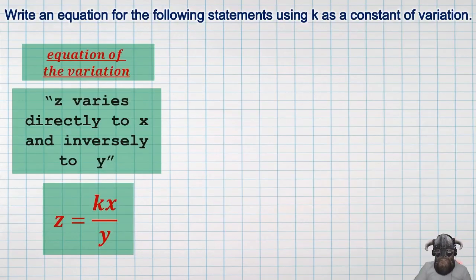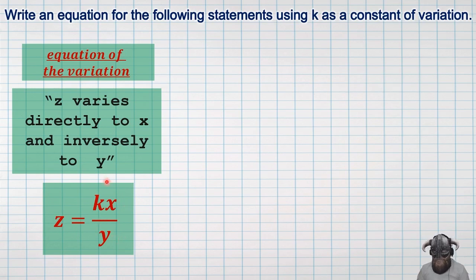Now, how do we translate a combined variation statement? So, for this given example, let's try to study. Write an equation for the following statement using k as a constant of variation. Just to give you an example, this is an equation of variation statement for a combined variation. The statement says z varies directly to x and inversely to y. So, we interpret it as z is equal to kx over y.